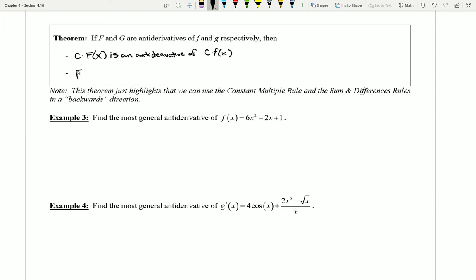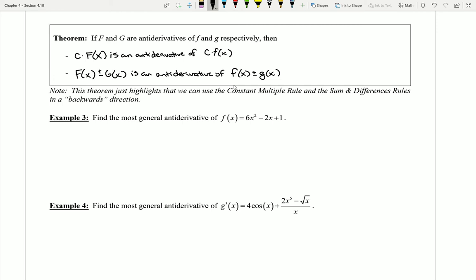In a very similar way, I can see that if I have F of x plus or minus G of x, this is an antiderivative of little f of x plus or minus little g of x. So this is essentially my sum and difference rule being worked in a backwards direction.